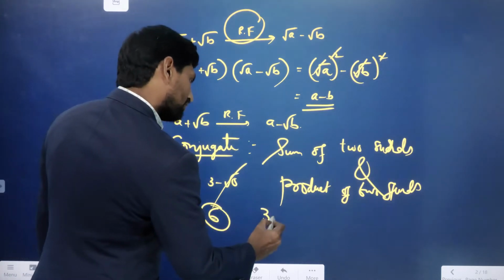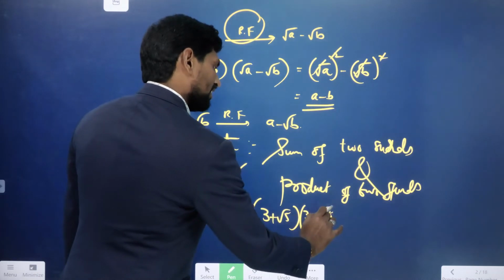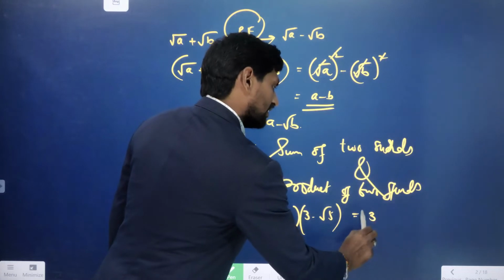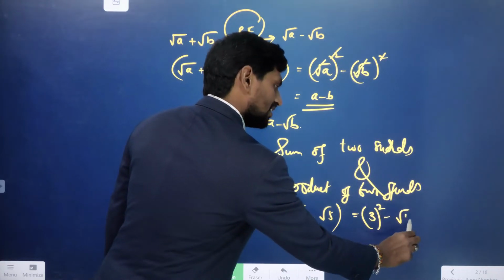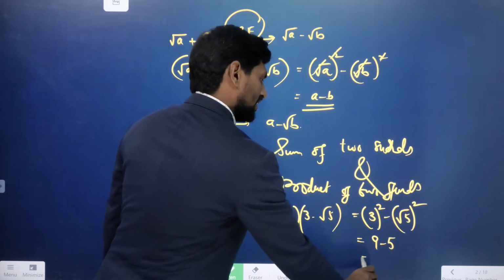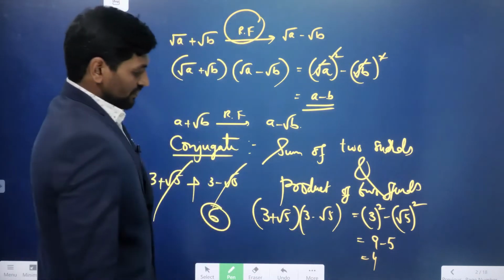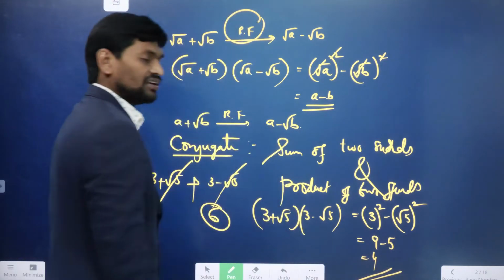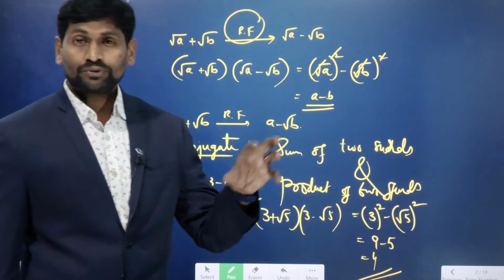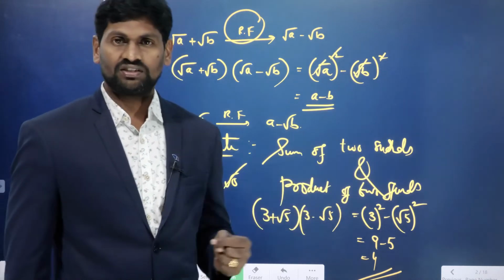Or multiply both of them: 3 plus root 5 into 3 minus root 5 is in the form of a plus b into a minus b, which is a square minus b square. That means 3 square minus root 5 whole square. 3 square is 9, 9 minus 5 is 4, because root 5 whole square means 5. 4 is a rational number. So the sum and the product of two surds both become rational numbers. That type of surds are called conjugate surds.